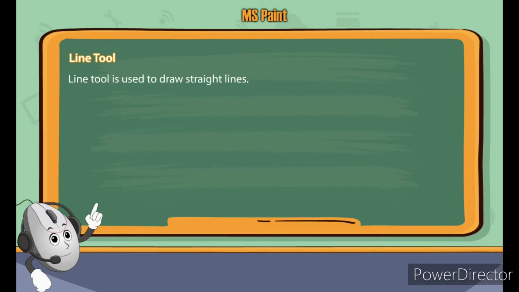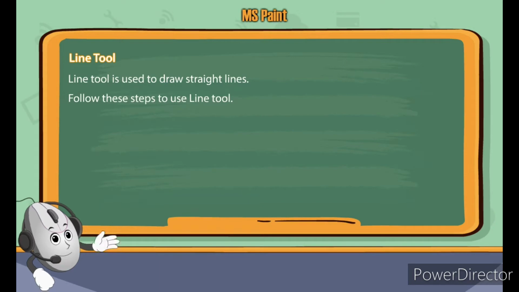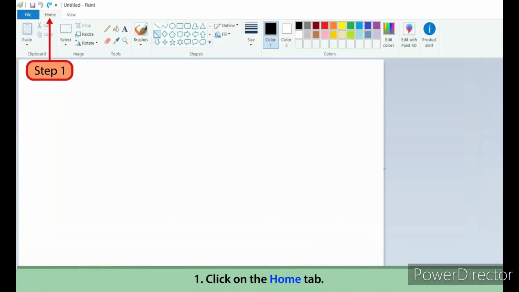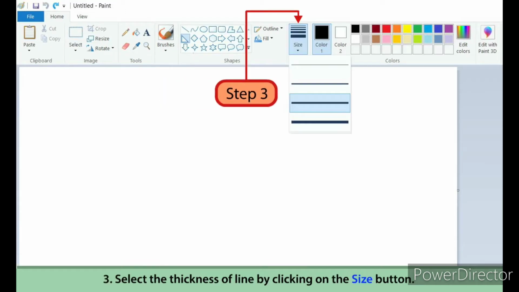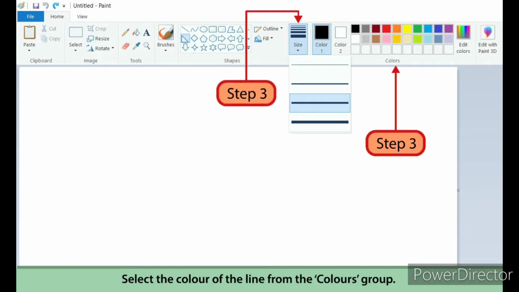Line tool. Line tool is used to draw straight lines. Follow these steps to use line tools. 1. Click on the Home tab. 2. Select the line tool from the shapes group. 3. Select the thickness of line by clicking on the size button. Select the color of the line from the colors group.